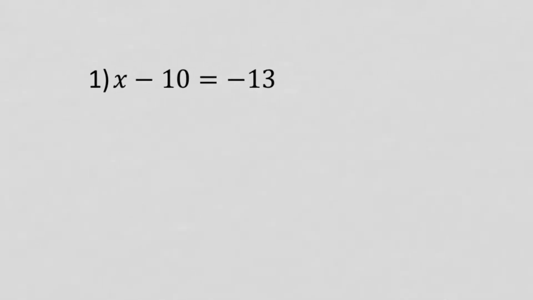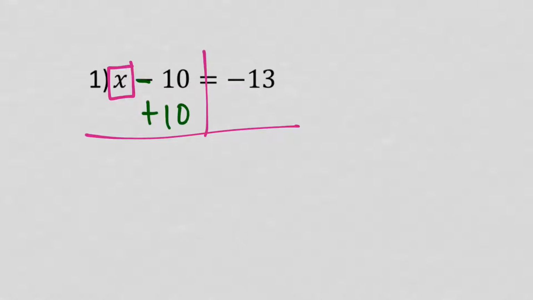Sorry guys, I'm tired. We need to solve for variable x, so I have to get rid of the number that's on the same side as the x, which is the negative 10. So the opposite of subtracting is to add. So I'm going to add 10 to both sides.